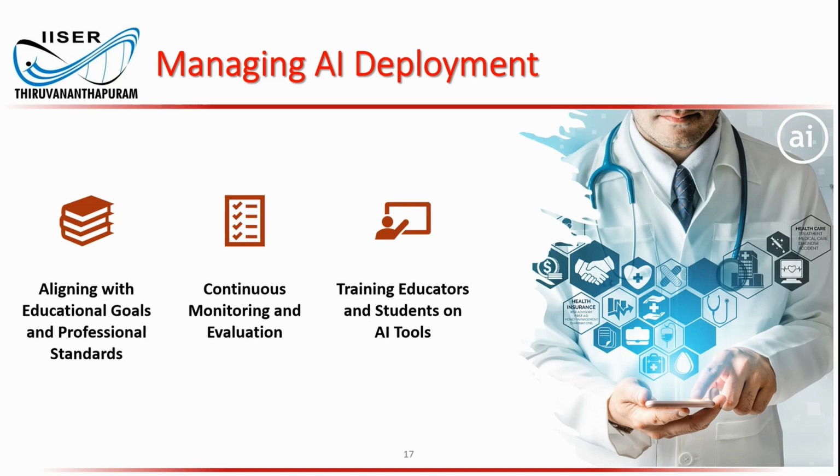And the last point in AI deployment is training educators and students on AI tools, which includes comprehensive training programs. Provide educators with training on how to effectively integrate and use AI in their teaching, like offering workshops, tutorials and resources to help educators become proficient with AI technologies. Another thing is to organize orientation programs for students on the usage, which includes introducing students to AI tools early in their education, explaining their benefits and limitations. Incorporate AI literacy into the curriculum, teaching students how to use AI responsibly and effectively.